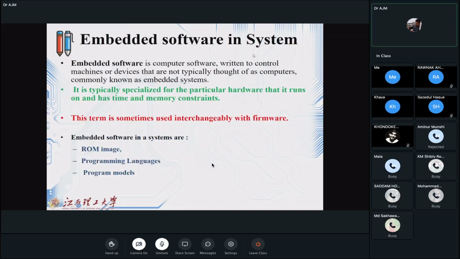Embedded software in a device or system is computer software written to control machines or devices that are not typically thought of as computers, and people commonly know that as the embedded system. It's typically specialized for the particular hardware it runs on and has time and memory constraints. This term is sometimes used interchangeably with framework, and we can find embedded software in ROM image, programming language, and program models.